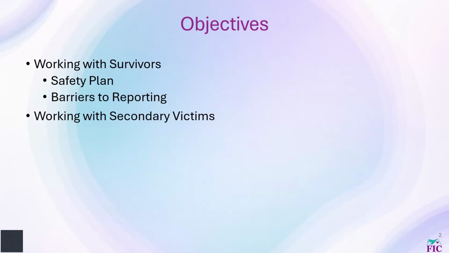And then occasionally you will have to work with secondary victims. This could be friends or family that accompany the survivor. And so how do you be there for them, active listening with them as well, because they will have their own feelings about the situation. And so being able to know how to work with those secondary victims as well.